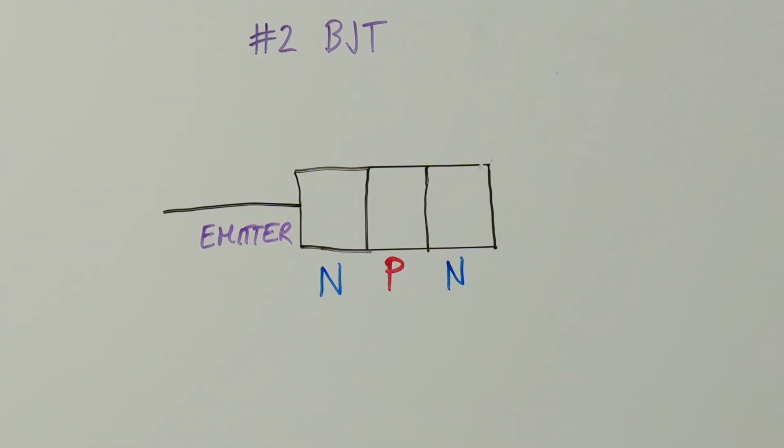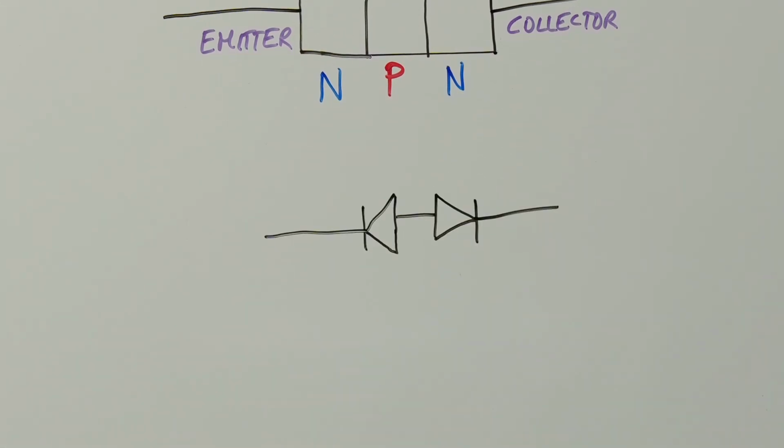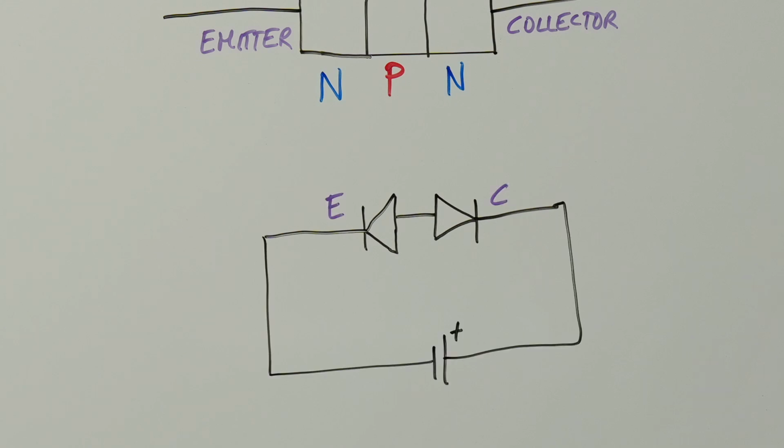One is connected to the first N region, which is called the emitter. Another is connected to the second N region and is called the collector. And the port connected to the P region is called the base. We can think about a transistor as consisting of 2 diodes facing in opposite directions. If we apply a voltage from the emitter to the collector, one of them is always in reverse bias and won't allow current to flow.